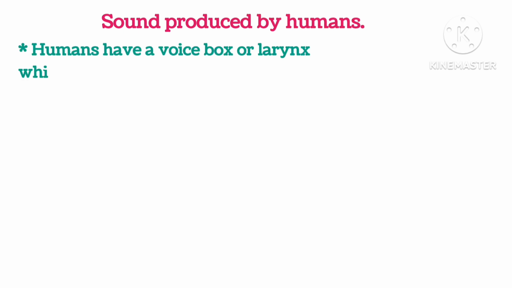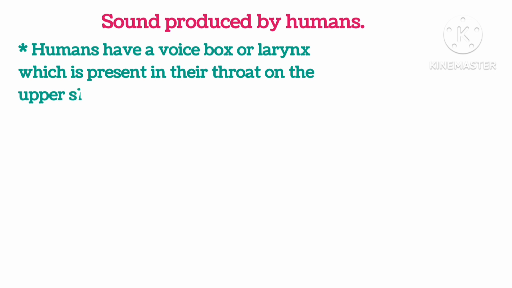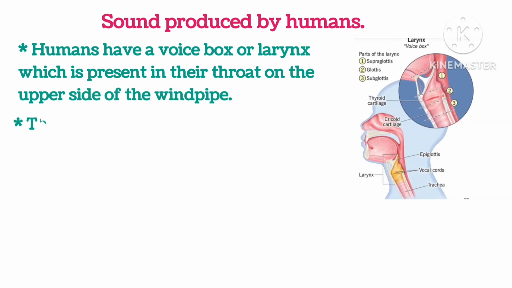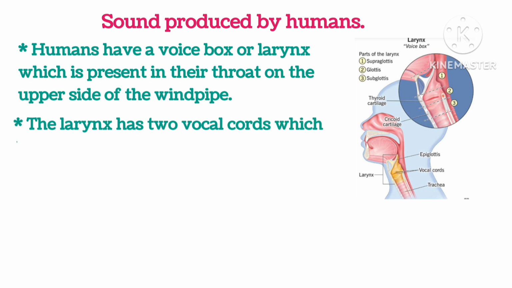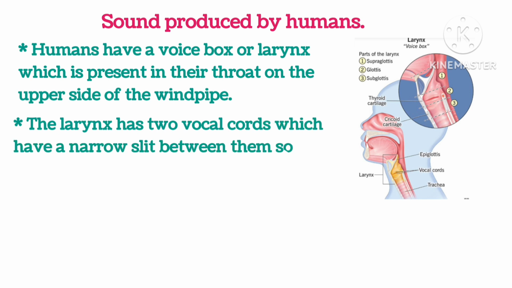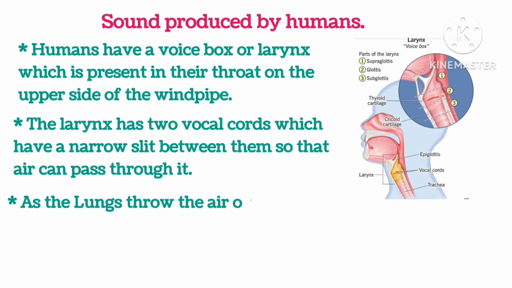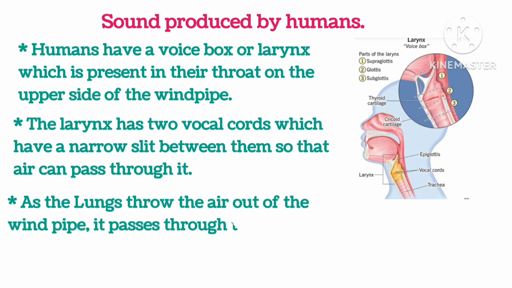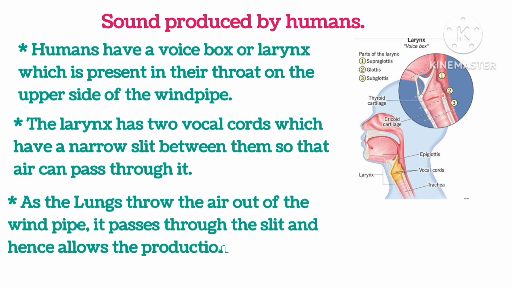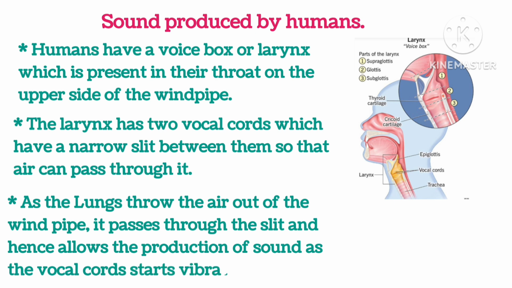Sound produced by humans. Humans have a voice box or larynx which is present in their throat on the upper side of the windpipe. As you can see in the picture, the larynx has two vocal cords which have a narrow slit between them so that the air can pass through it. As the lungs throw the air out of the windpipe, it passes through the slit and hence allows the production of sound as the vocal cords start vibrating.